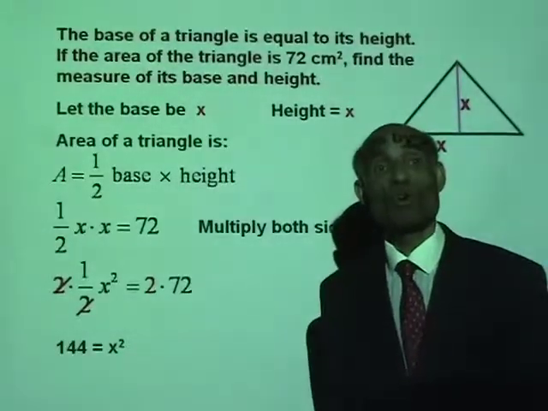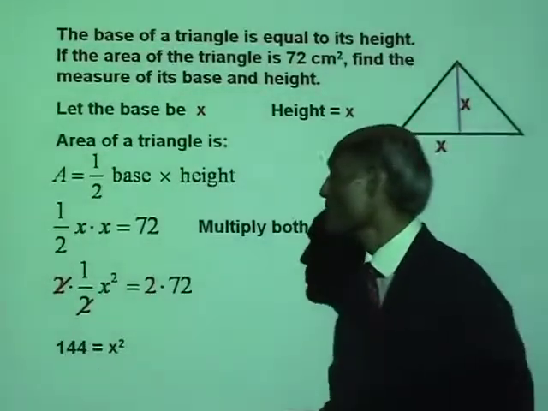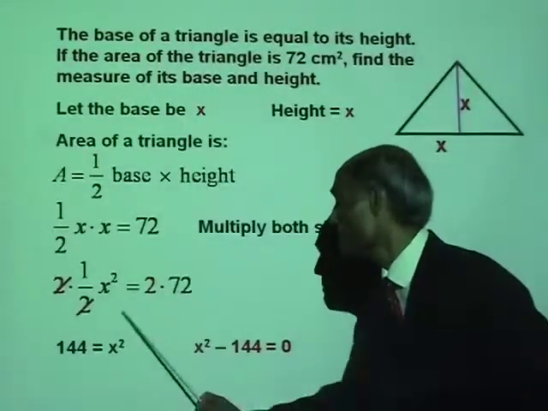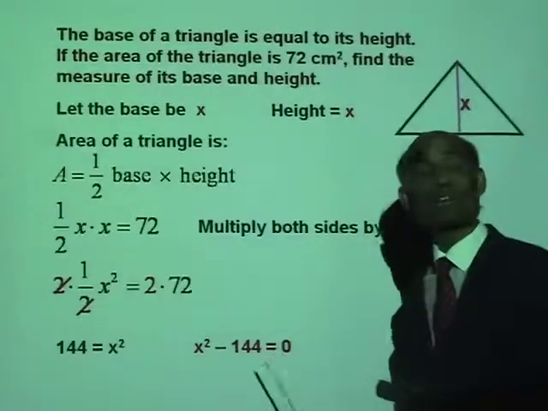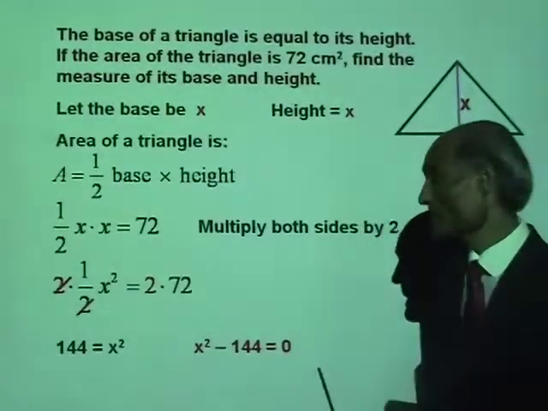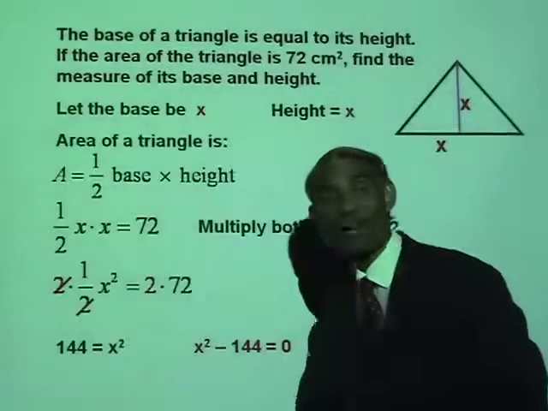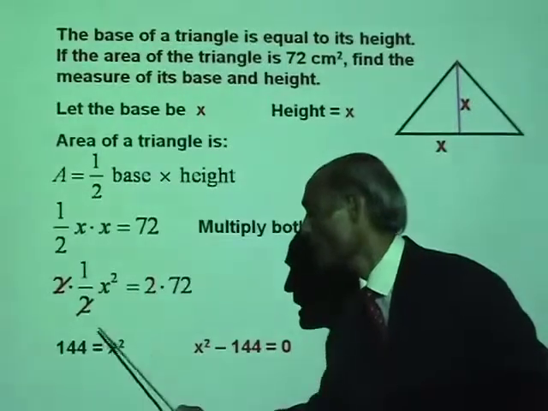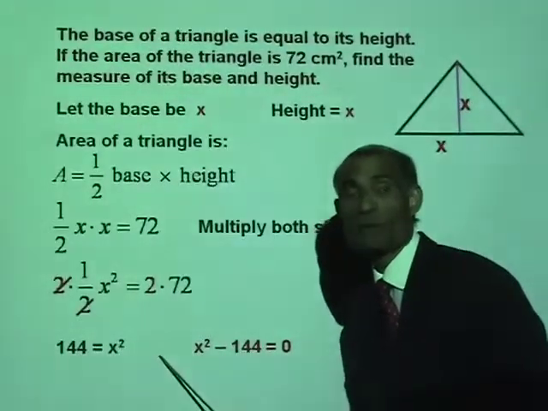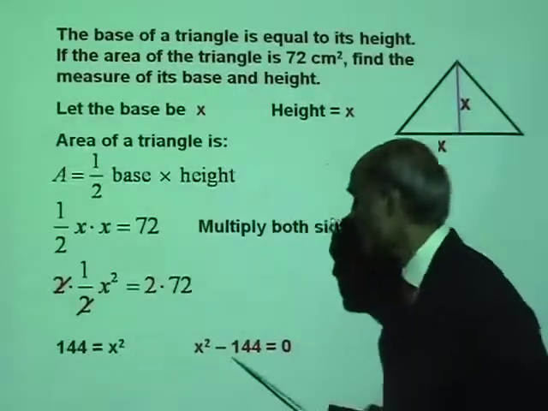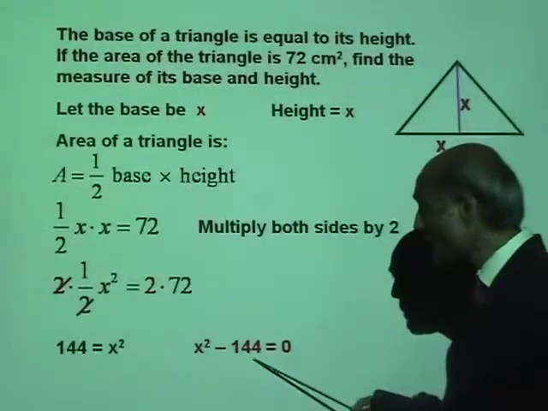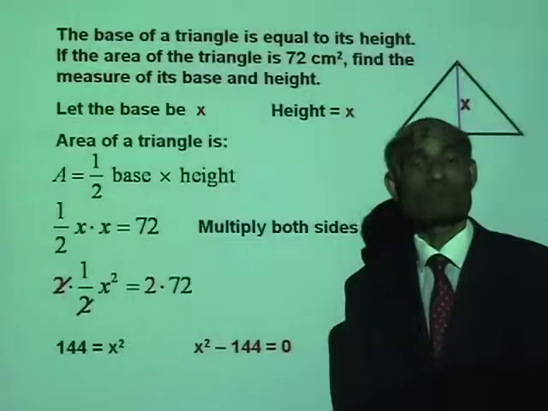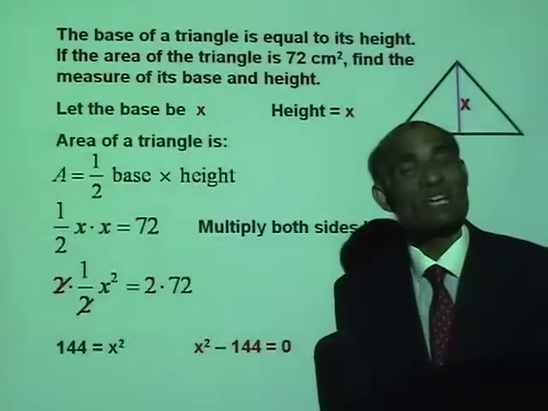Can you solve for x? If 144 equals x squared, I can now write x squared minus 144 equal to 0. Is that right? Yes. Now, make one side equal to 0. x squared, bring 144 to the right and make the left side 0. x squared minus 144 equal to 0. Can you factor this equation? x squared minus 144 equal to 0. I want to see if anybody can do it.